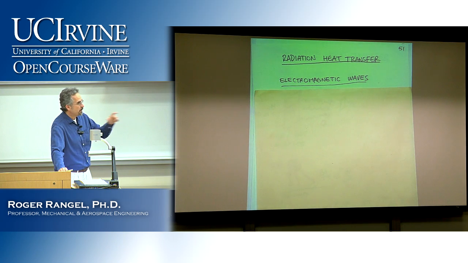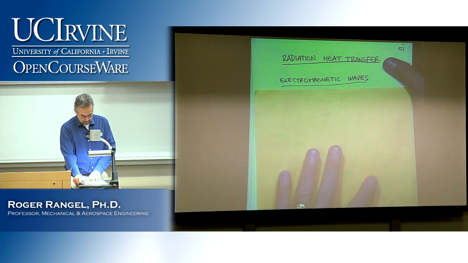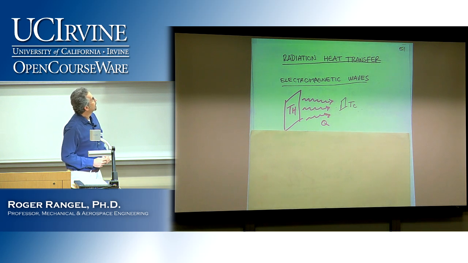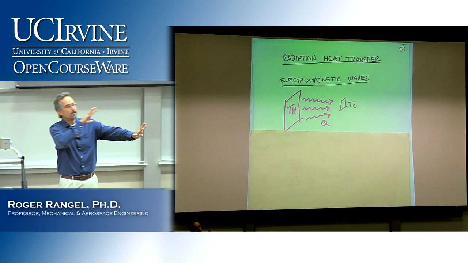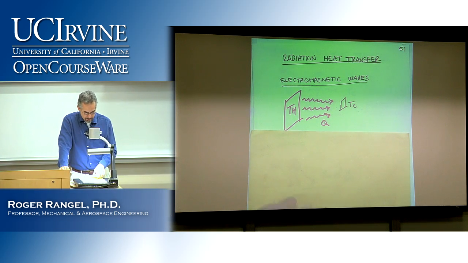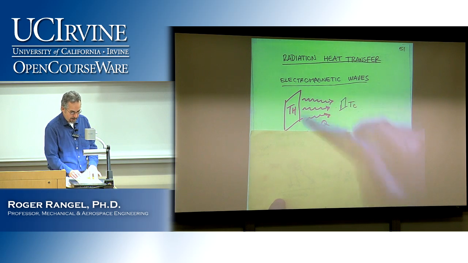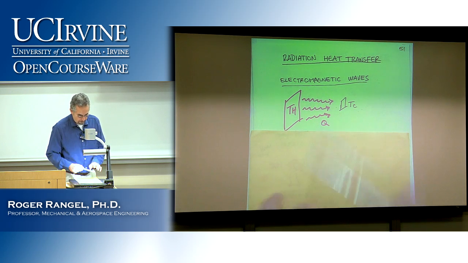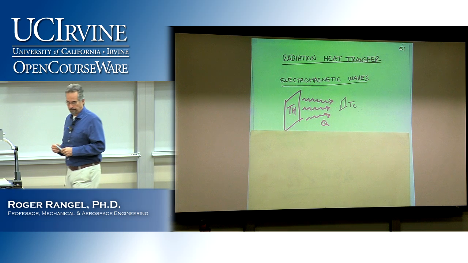I don't need anything in between to transfer energy by radiation heat transfer. If I have a hot object and I have a cold object certain distance away in view, so they can view each other, then there will be radiation heat transfer from one to the other. There doesn't need to be anything in here. I don't need to have a solid in between. I don't need to have a fluid in between. In fact, if I have a fluid in between, it gets very complicated.